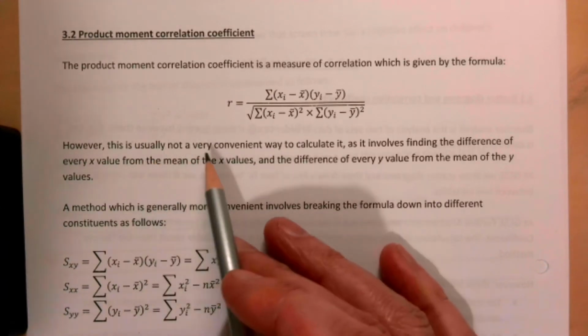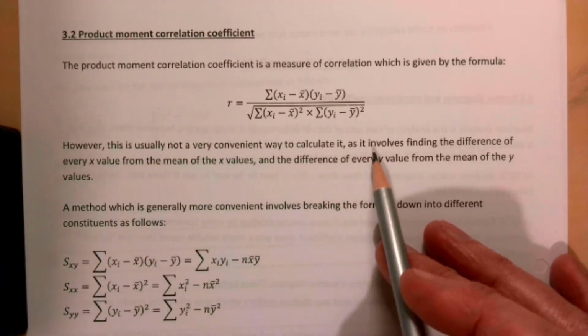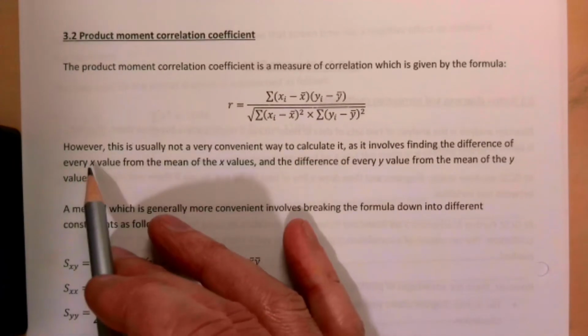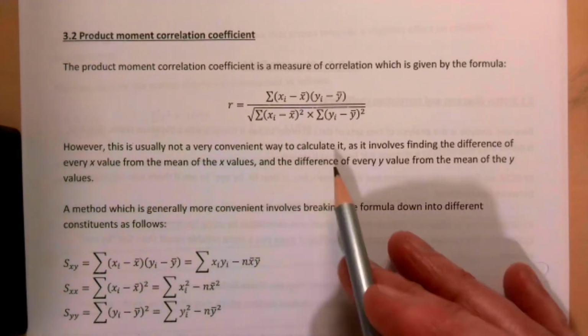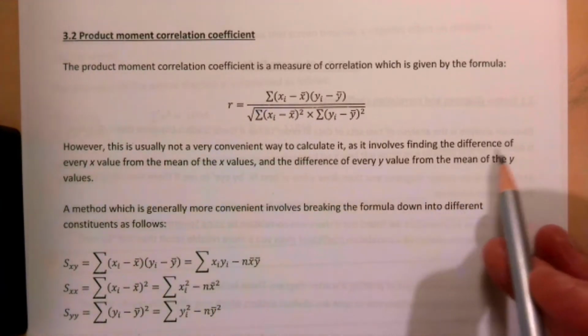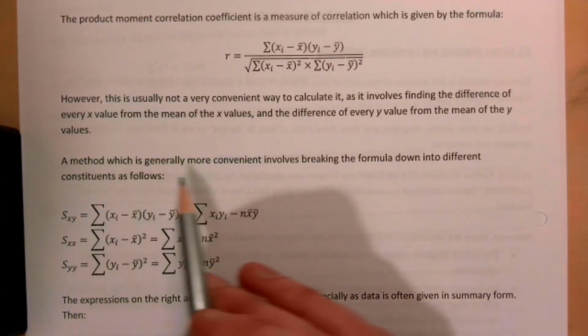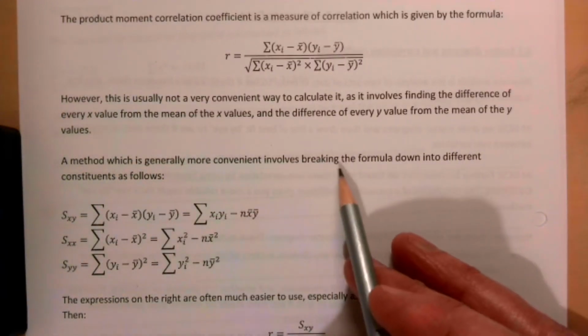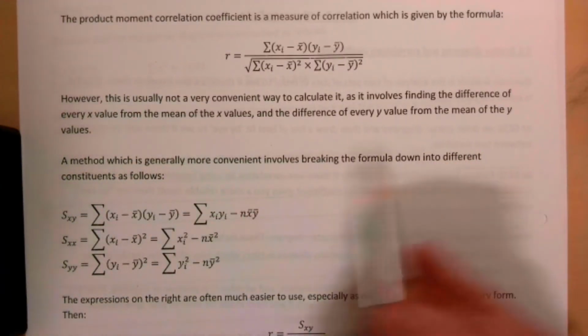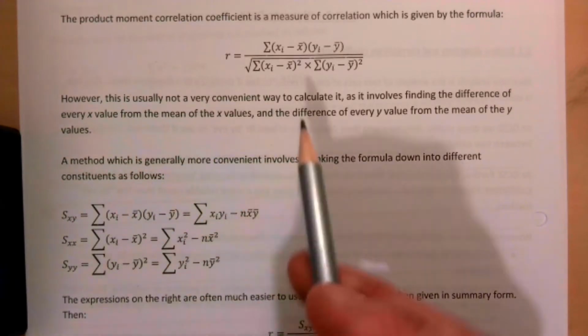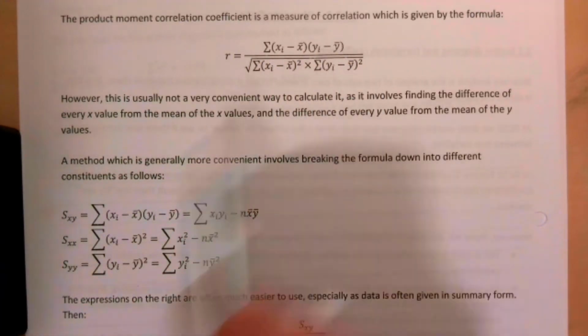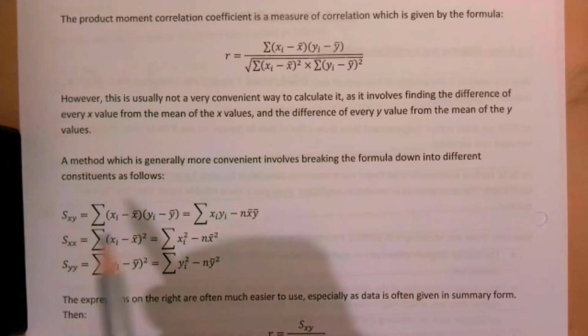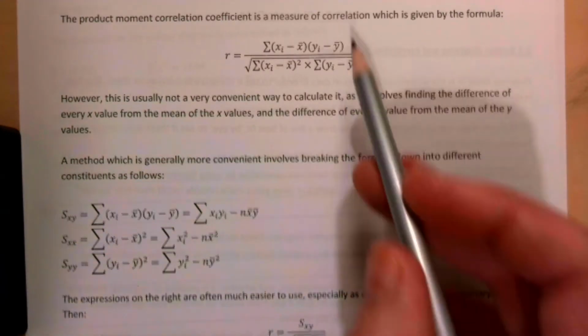However, this is usually not a very convenient way to calculate it, as it involves finding the difference of every x value from the mean of the x values and the difference of every y value from the mean of all the y values. A method which is generally more convenient involves breaking the formula down into different constituents as follows. So that top bit there we know as SXY, and you can just see that's been copied there from up there.